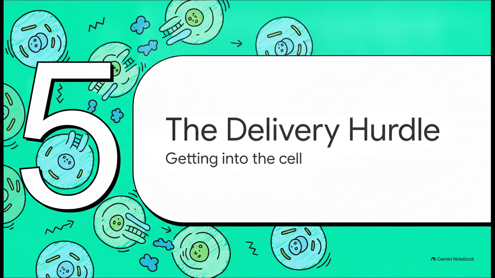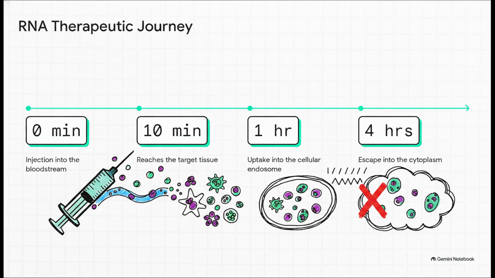All right, Section 5, the ultimate hurdle, delivery. Here's the harsh reality. Designing the RNA is actually kind of the easy part. None of this brilliant engineering matters if we can't get it into the cell intact. Just look at this timeline. Every single point here is a potential point of failure. You inject the RNA, it has to survive the bloodstream, it has to find the target tissue, it has to enter the cell, where it gets trapped in an endosome, and then it has to escape that endosome into the cytoplasm. This is incredibly hard, especially for central nervous system diseases, because getting these molecules across the tight blood-brain barrier is a massive pharmacological challenge.